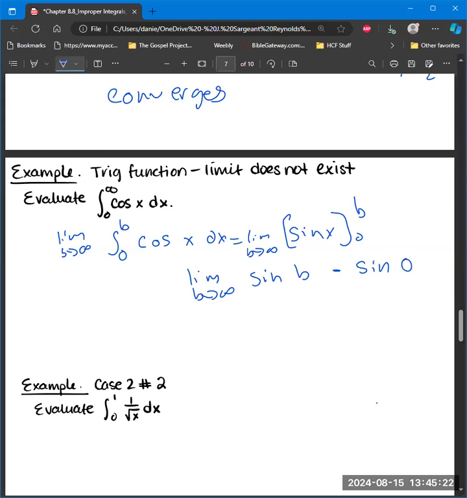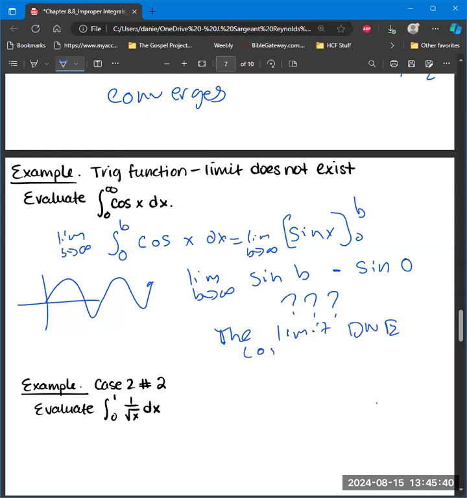And you say, well, the sine function does this, but as I go out to infinity, it's oscillating. And we say, I don't know what this does. The limit does not exist. Oscillating behavior. Therefore, the integral diverges.